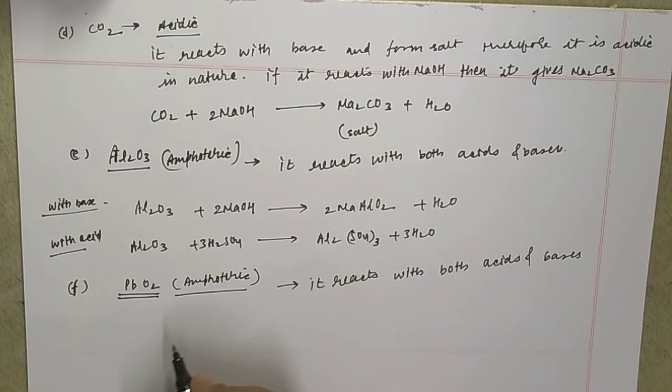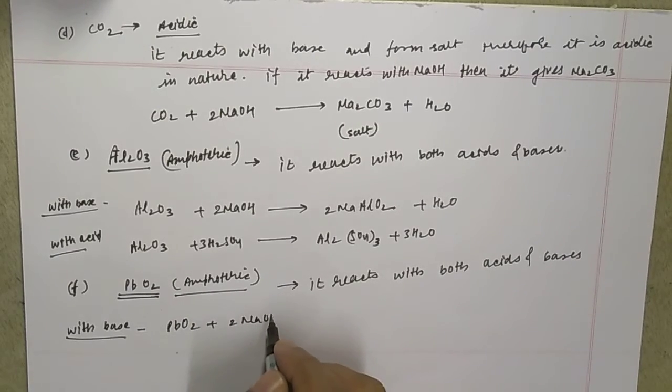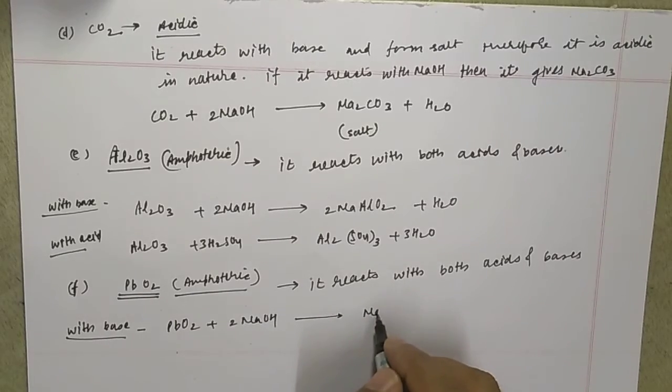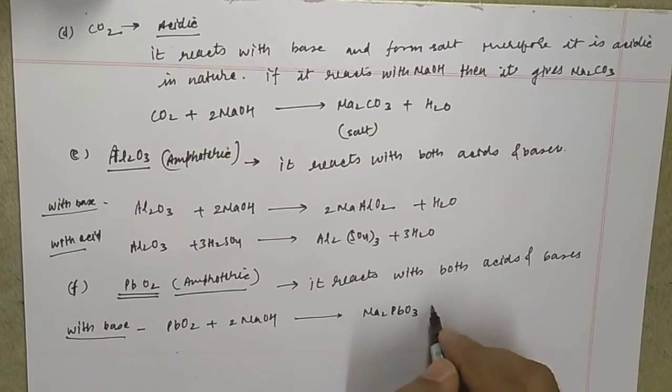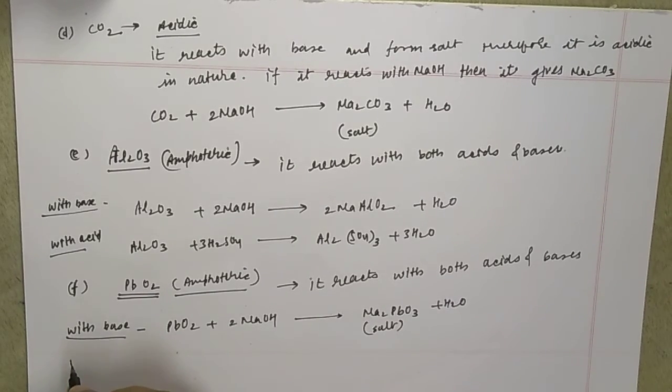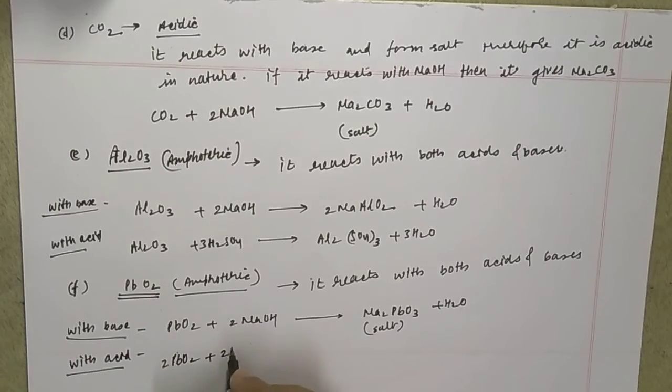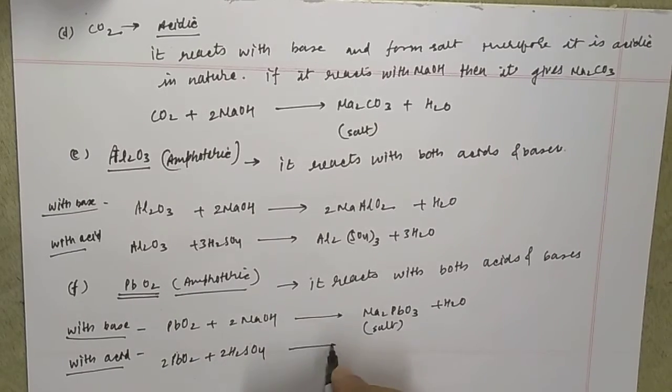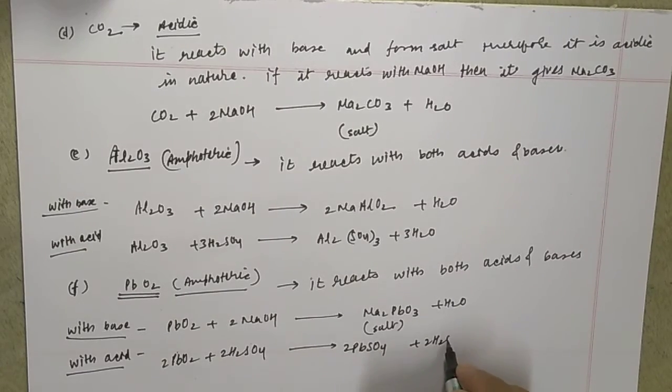Now with the help of reactions, we can prove that. With base, if I am giving the reaction with base, what will it give? PbO2 plus 2 NaOH will give Na2PbO3 plus H2O. So this is a salt. And with acid, what will it give? 2 molecules of PbO2 plus 2 molecules of H2SO4 will give 2 PbSO4 plus 2H2O plus O2.